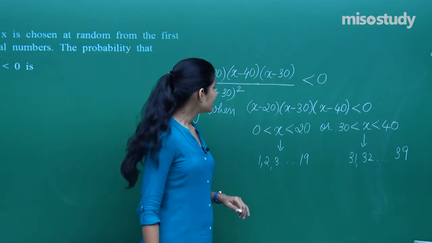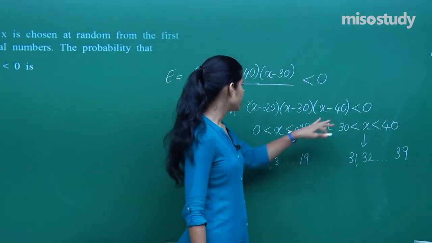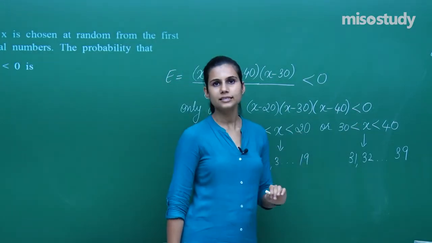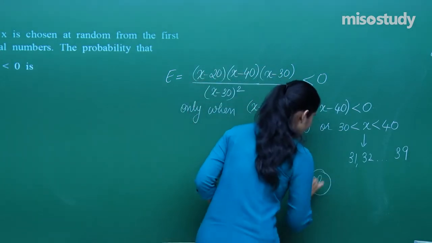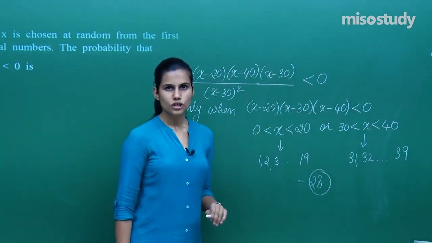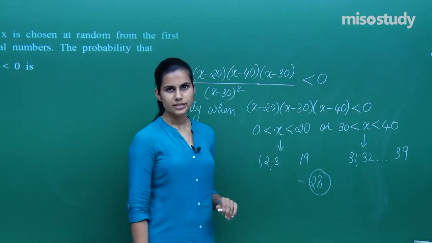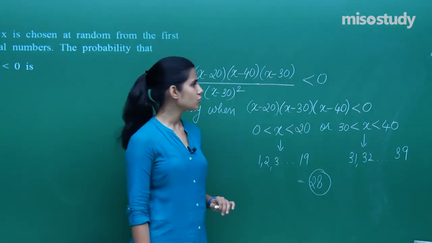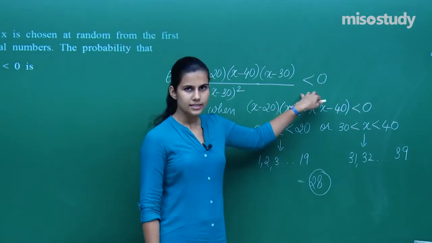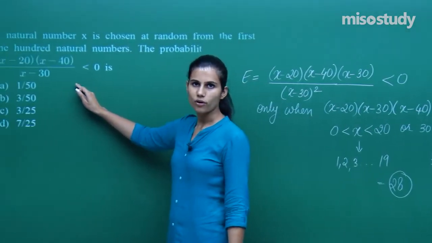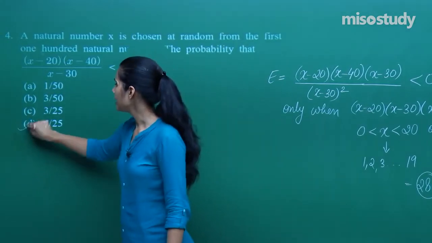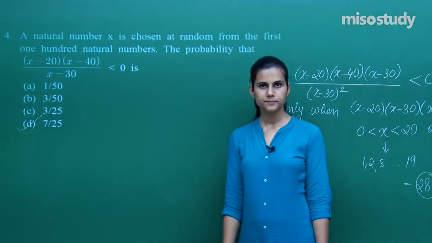Right? These are the numbers for which this expression is going to come out to be less than 0. And they are basically 28 in number. So out of 100 natural numbers, there are 28 natural numbers in total for which this expression is less than 0, and therefore probability is 28 upon 100, which is 7 by 25.